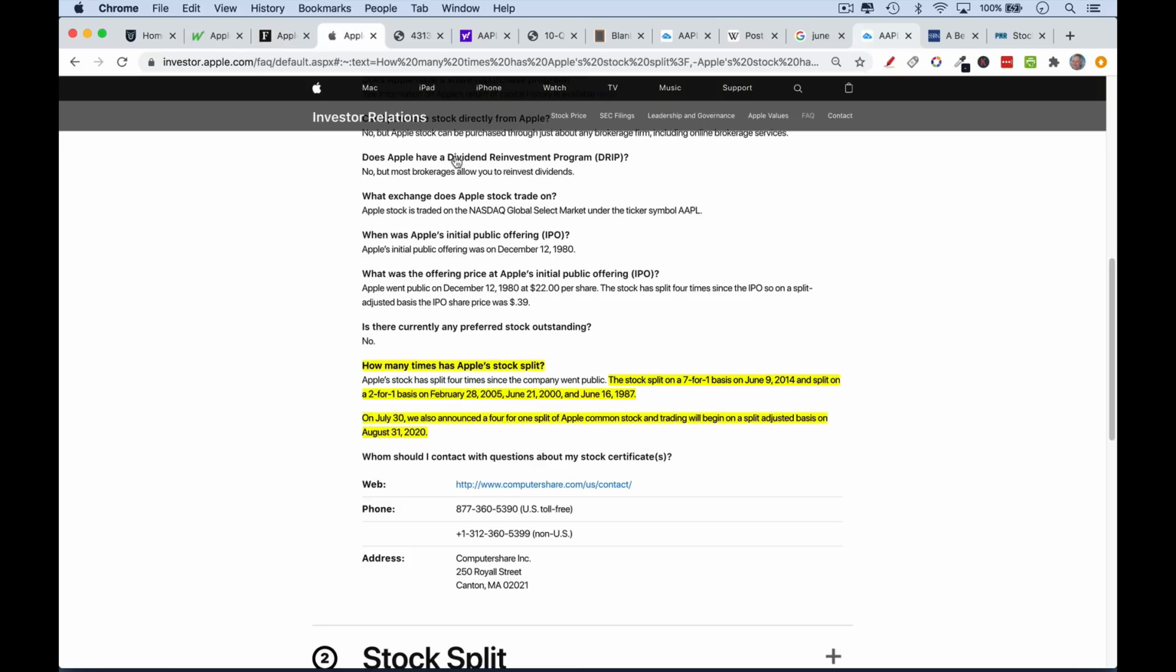Now, Apple has done this in the past. They did actually a 7-for-1 stock split on June 9th, 2014. They did another one in 2005, 2000, and 1987.